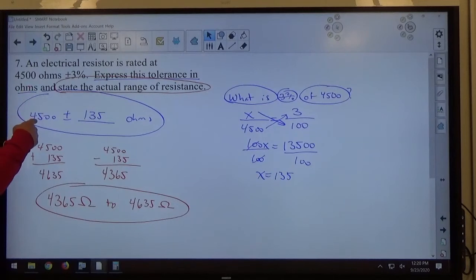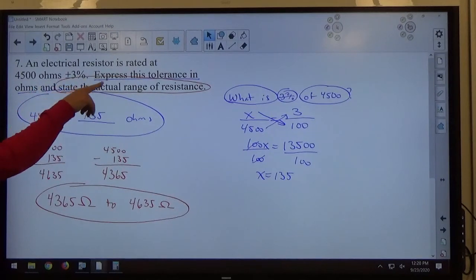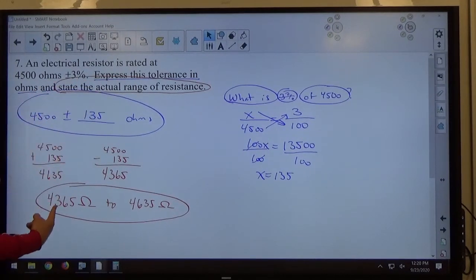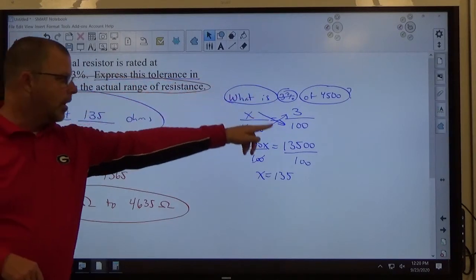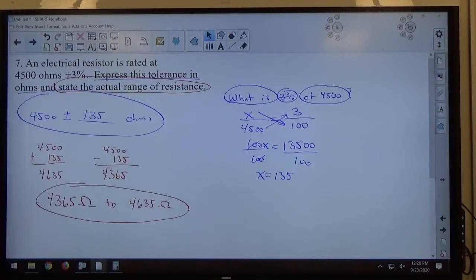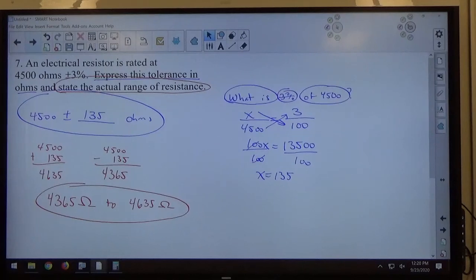So, acceptable amount plus or minus the error, the actual error in ohms, is the tolerance in ohms. Smallest acceptable measure to largest acceptable measure is the range they're looking for. So I'm looking for both those answers on this problem. You do have to find out what the percent is to figure out the amount. So whatever the percent is here, 3%, if it says 9.3%, this is 9.3 instead of 3. Do it the same way. Any concerns on number 7?